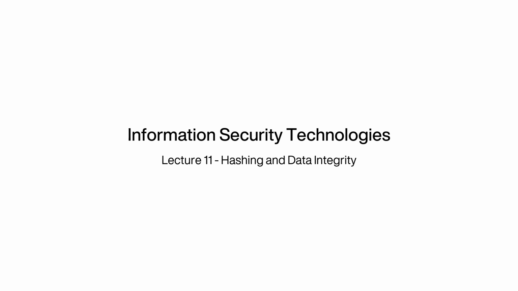References and further reading. NIST FIPS 180-4, Secure Hash Standard, SHA-1, SHA-2 family. NIST FIPS 202, SHA-3 standard. NIST SP 800-185, SHA-3 derived functions, KMAC, cSHAKE. RFC 2104, HMAC, keyed hashing for message authentication. RFC 9106, Argon2 memory-hard function for password hashing.